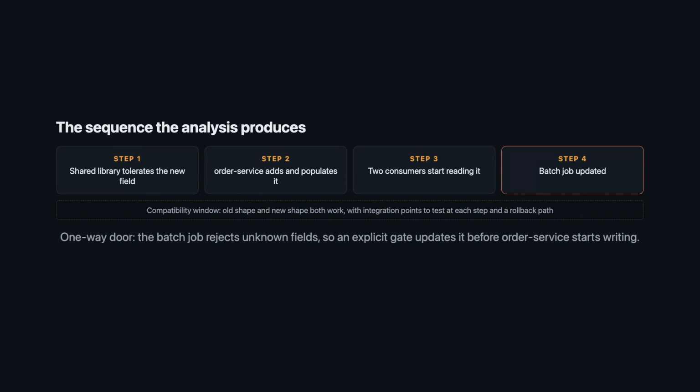The reviewer flags the batch job as a one-way door, a change you cannot easily walk back because it rejects records with fields it does not recognize. So the document gains an explicit gate before order service starts writing. Then each coding agent reads its own repo's document, plus the change scoped one, so it knows the conventions, the exact files, and the seams to write integration tests against.